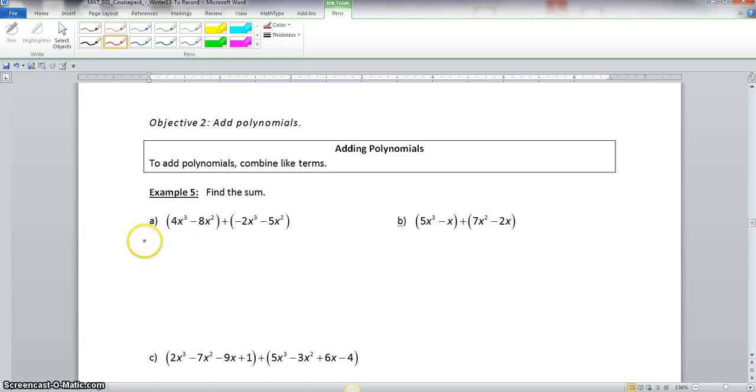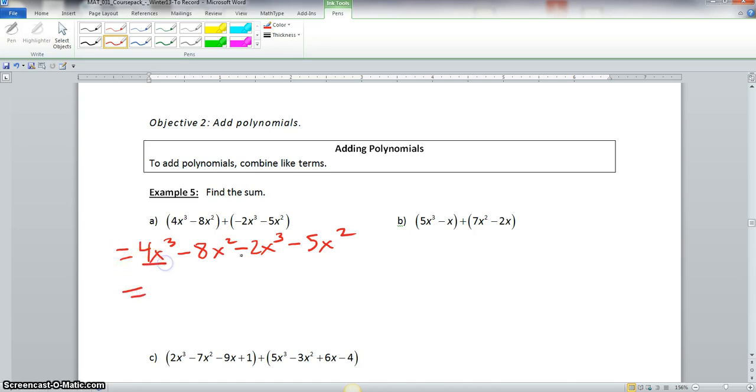So with our first parenthesis, we can bring that out. So we have 4x cubed minus 8x squared. Now we have plus this second parenthesis. We could bring this parenthesis out. Plus a negative 2x cubed is a negative 2x cubed, or minus 2x cubed. And then we bring down our minus 5x squared. Whenever you have a plus sign in front of a parenthesis, you just drop the parenthesis and bring it down as is. Now we combine our like terms.